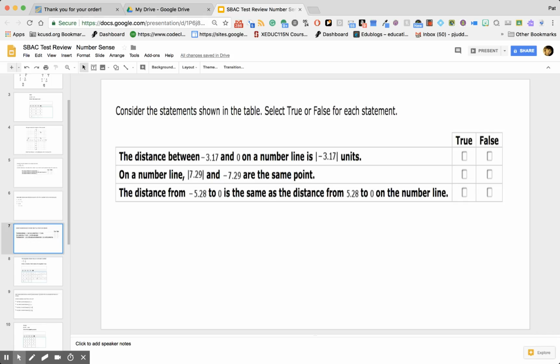Notice these are saying distance. This is saying the same point. So have that conversation with your partner. Consider all 3 items. Talk with your partner about if they're true or false. And you are going to number these, because I do not want you spending your time writing all the sentences. This is A, B, and C. And on your binder paper, you're going to put A and either true or false, B and either true or false, C and either true or false.